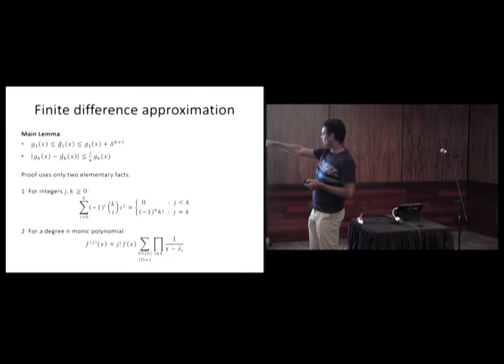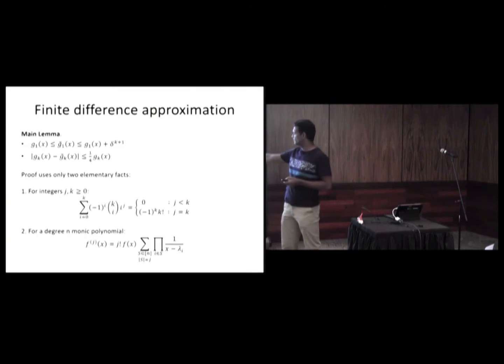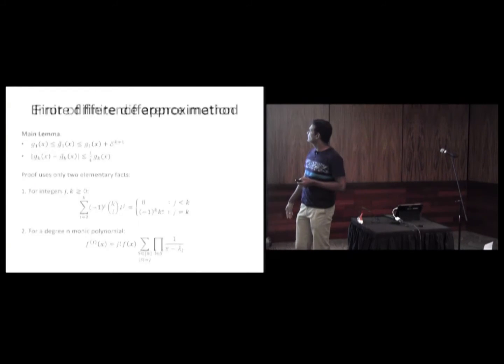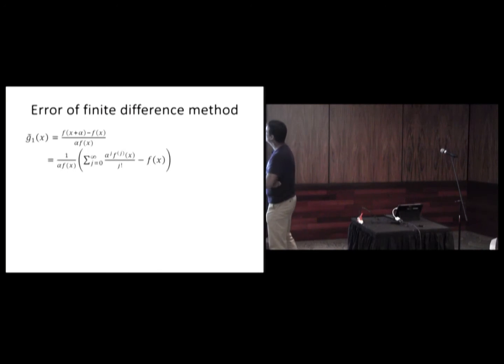So these are fact 1, about the coefficients adding up to 0, or exactly (-1)^k times k factorial for j equals k. And then the second one is about rewriting the jth derivative of the polynomial itself in terms of the original polynomial. So what's the error? That was the approximation for G1.